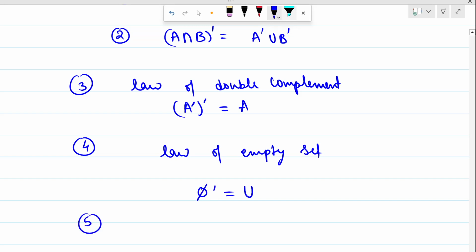And fifth is law of universal set, which states that the complement of the universal set is a null set.